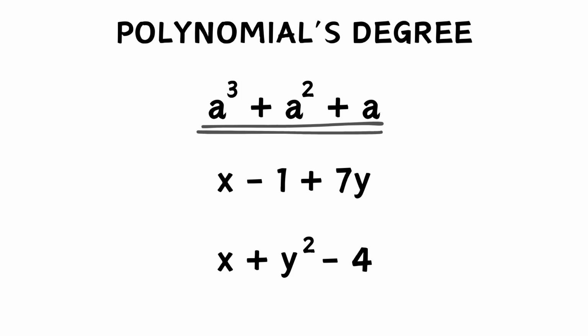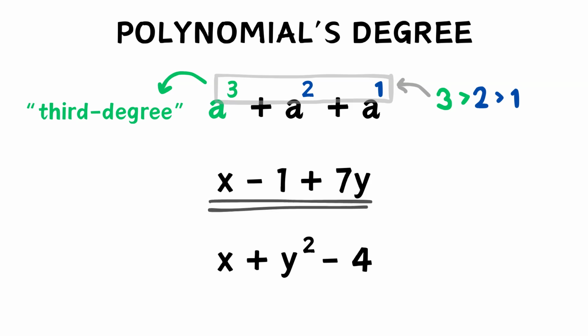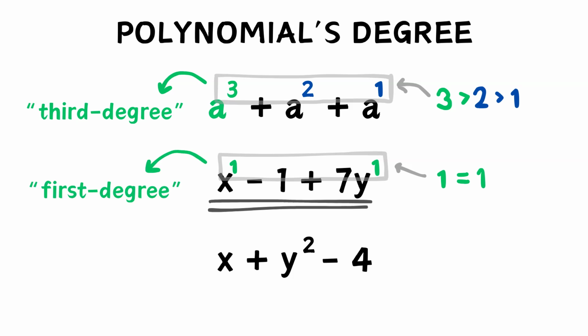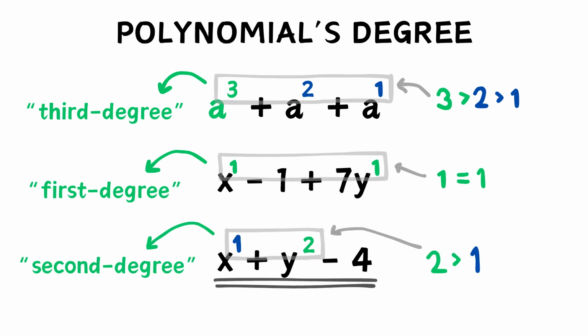In our first polynomial here, we have a to the power of 3, which is the greatest exponent in this expression. Therefore, this polynomial would be called a third-degree polynomial. In our second expression, the highest exponent of any variable is 1, so this is called a first-degree polynomial. And in the last expression, the highest exponent is 2, so this is called a second-degree polynomial.